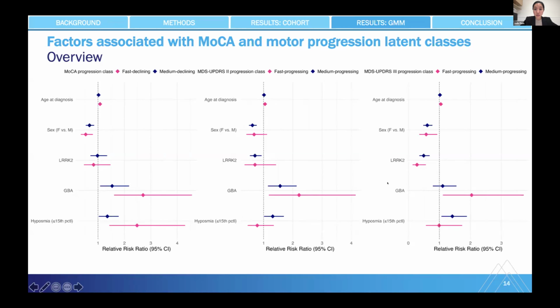In terms of what is protective, being female was protective against being a part of this fast progressing class, both with MDS UPDRS3 and MoCA. LRRK2 variant carrier status was protective against being a part of the fast progressing class with MDS UPDRS3.